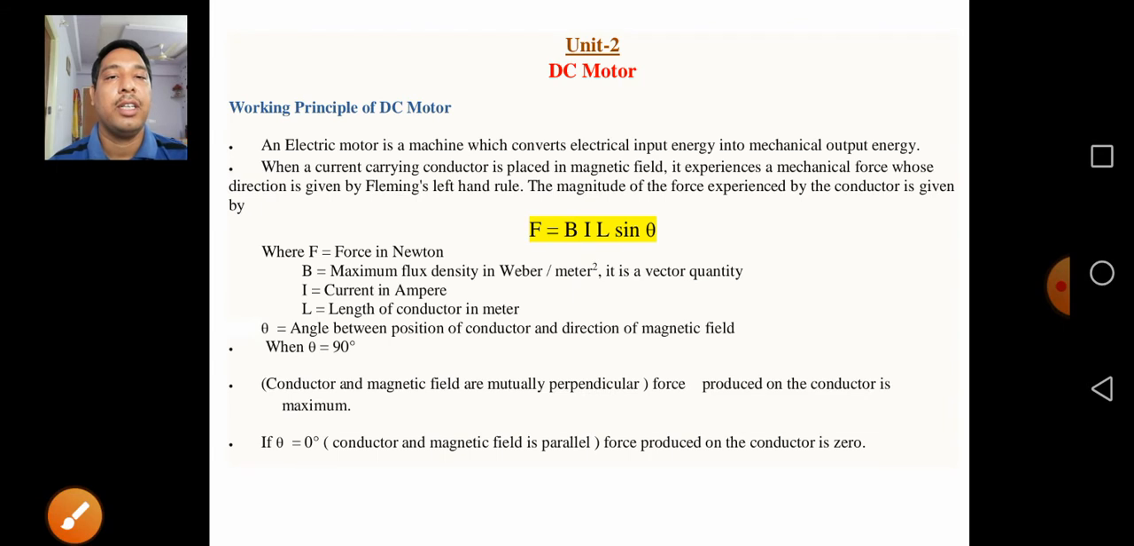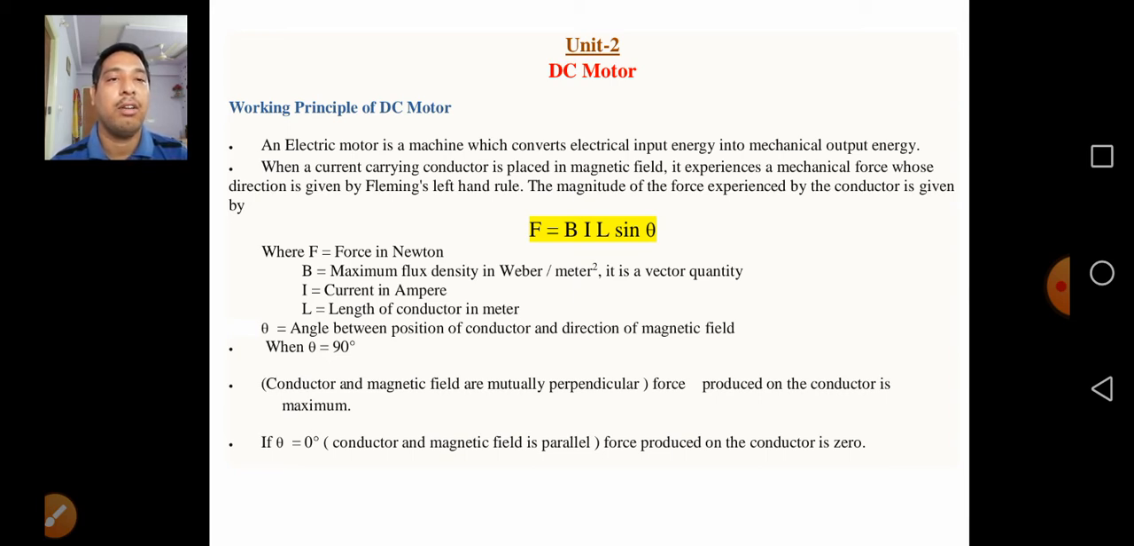Theta is the angle between the position of the conductor and the direction of the magnetic field. When theta is equal to 0 degrees, the conductor is placed at 0 degrees with the magnetic field, which means both are almost parallel, so there is no angle. Therefore no force is produced on the conductor; we can say the force is almost zero.